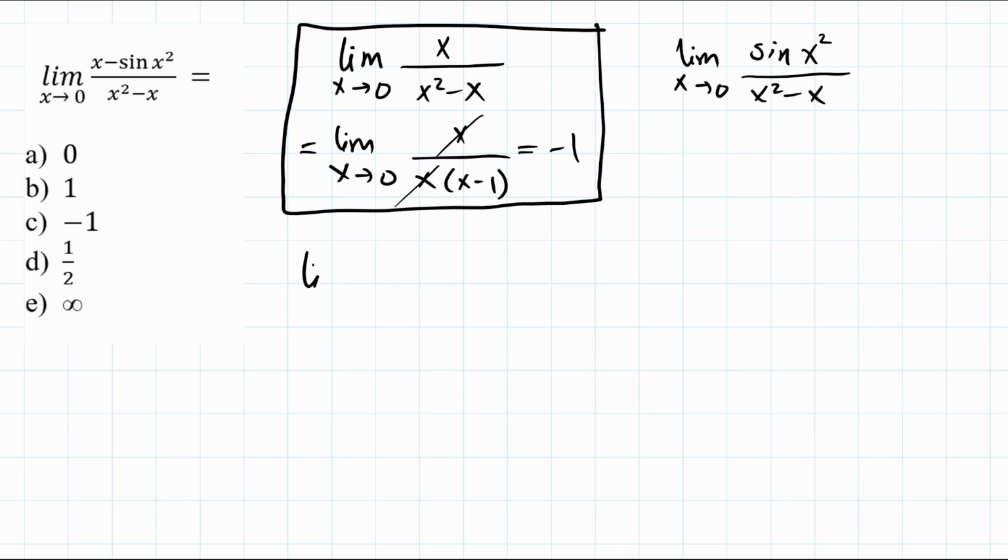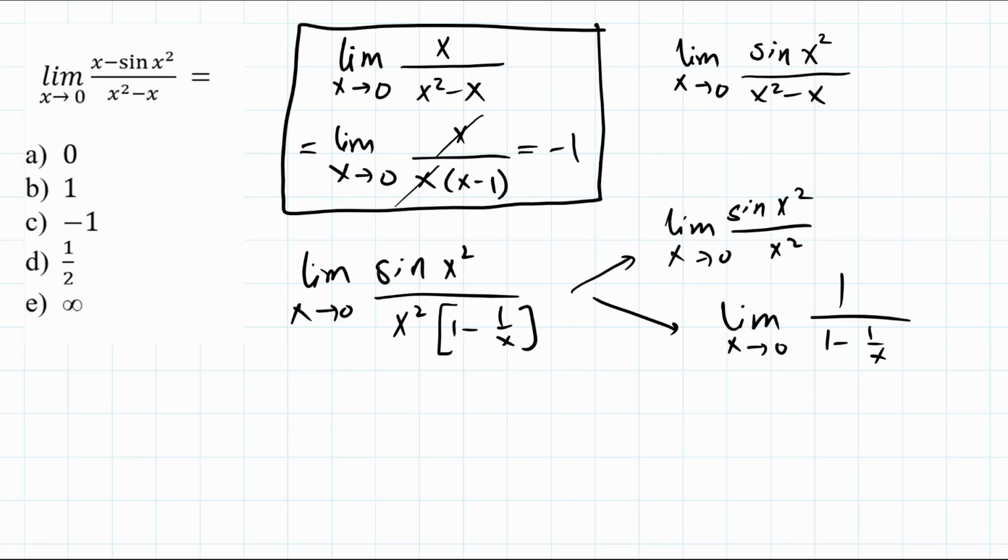The second limit, the limit of sine x squared divided by, if we take x squared as a common factor, this is going to be 1 minus 1 over x, and this is the limit as x goes to 0. Now here we will look into two different limits again, and these are the limit of sine x squared over x squared as x goes to 0, and the limit as x goes to 0 of 1 divided by 1 minus 1 over x.